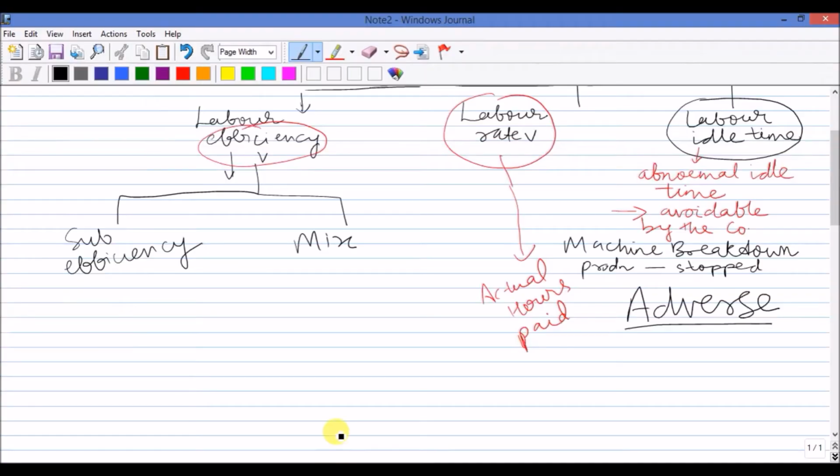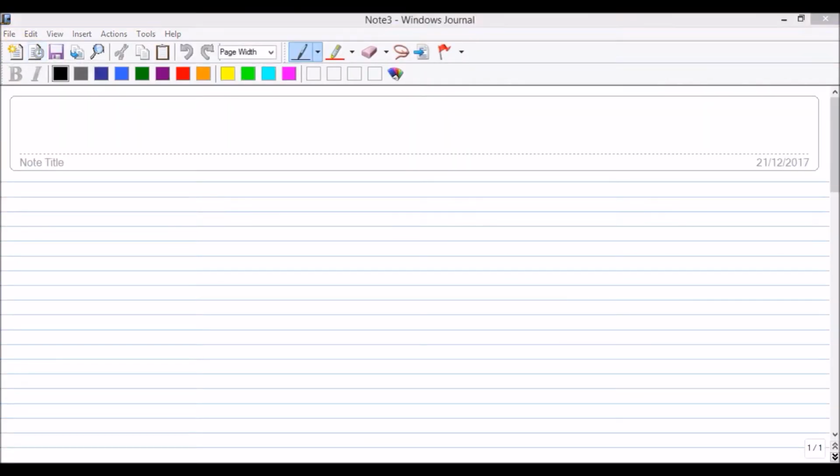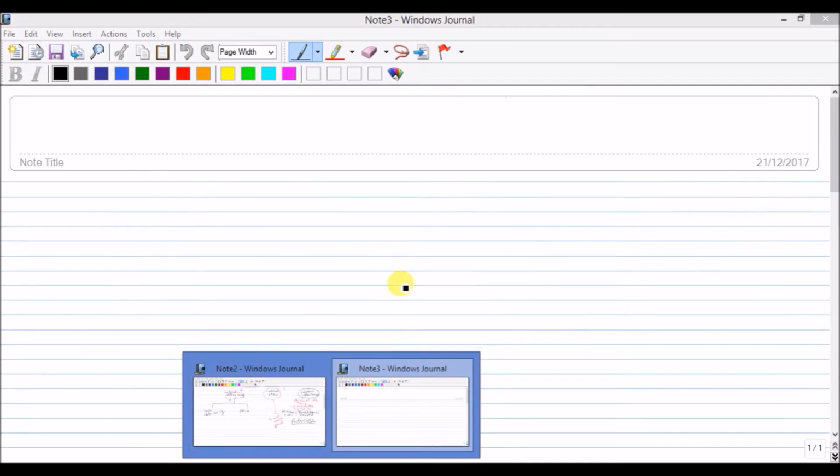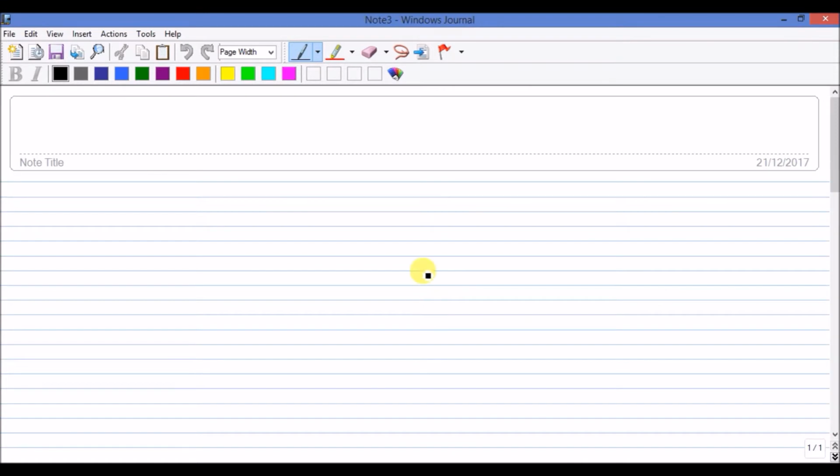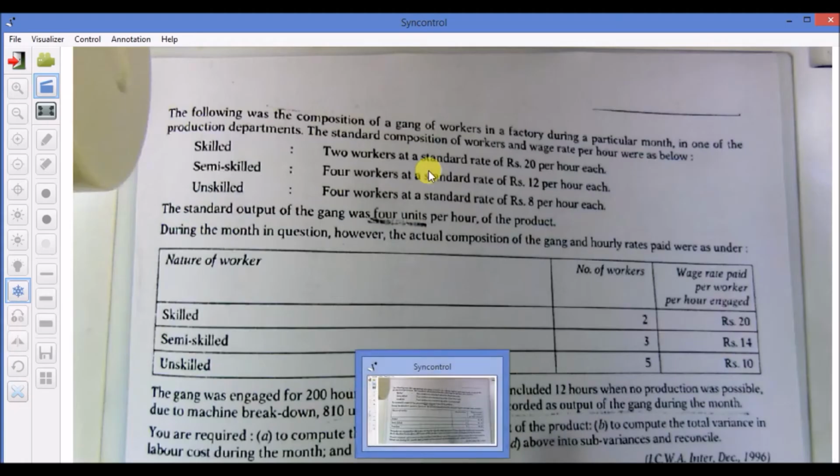Okay, so I'm starting with the sum. Those who are not following it, kindly go through the first lecture. So we are going to our sum number 1 and I'm reading it.